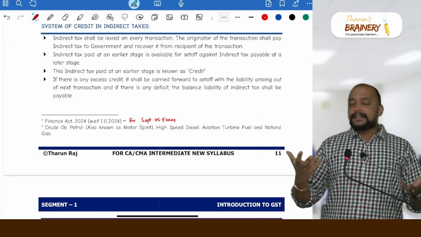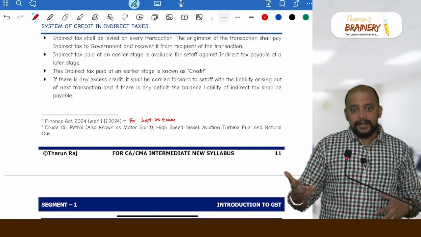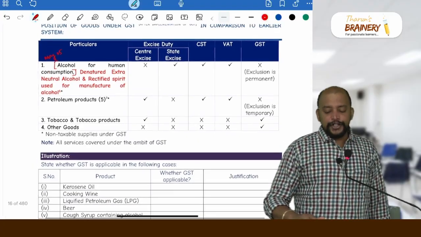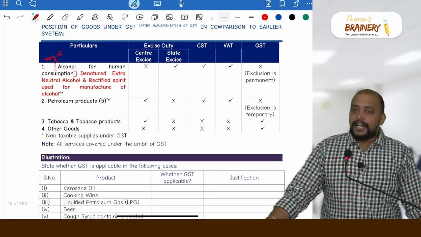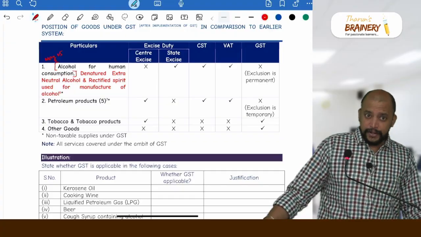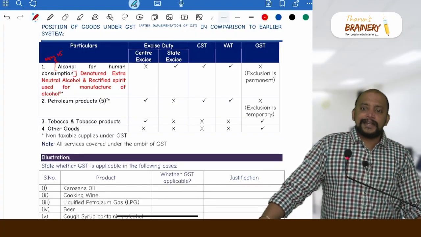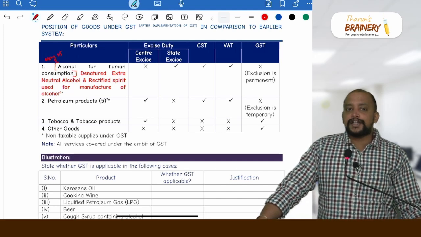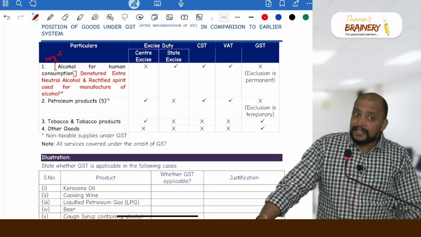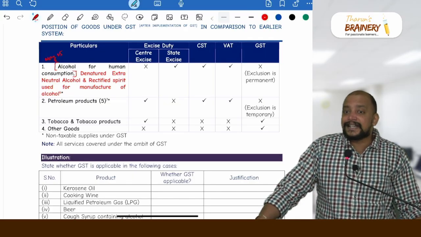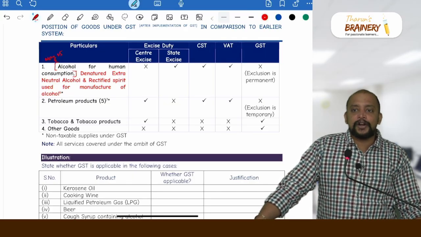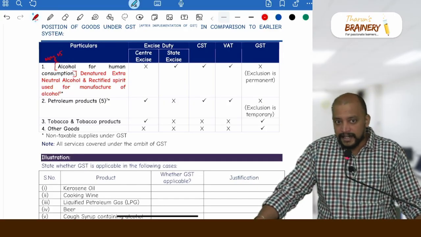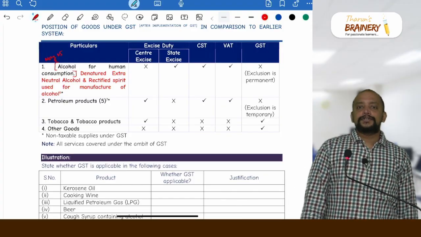Got it? So when it is excluded from the ambit of GST, what are the existing duties that will be there? You see there, on manufacture you need to pay central excise duty. On sale you need to pay CST and VAT. What is the difference you can find between liquor and this? In case of liquor, the exclusion is permanent. And in case of petroleum products, the exclusion is temporary. In case of liquor, central excise duty is not there, state excise duty is there. But in case of petroleum products, we have central excise duty. Otherwise, CST and VAT will be the same in both cases. Agreed? Then next, look into the third product.